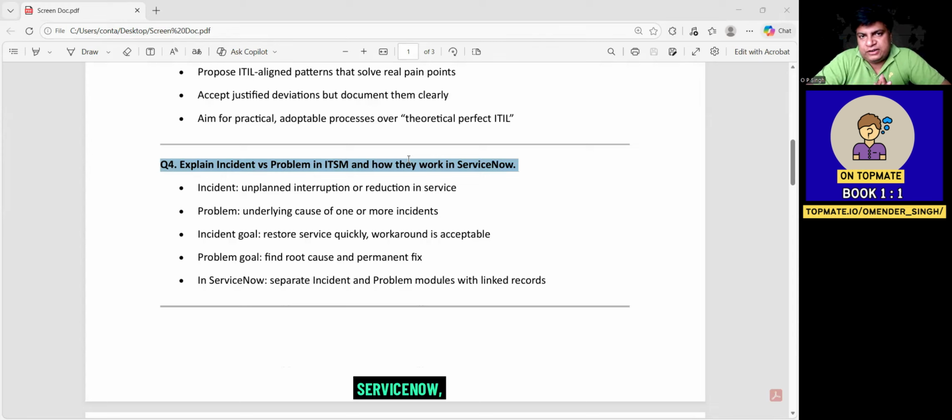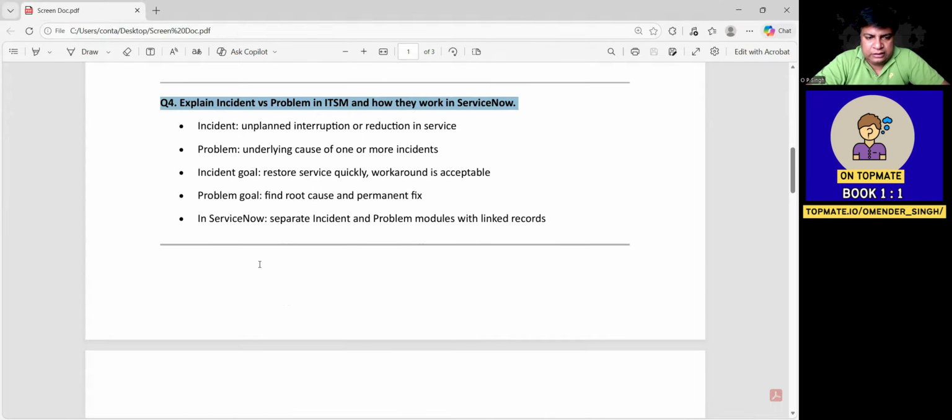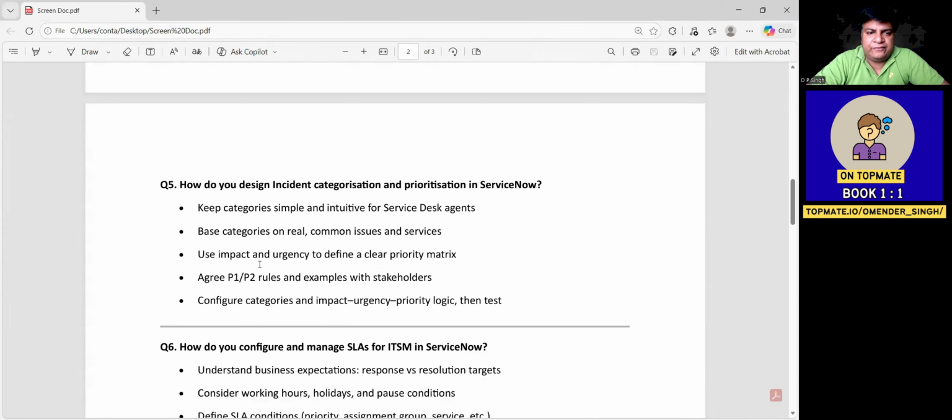So when it comes to ServiceNow, we have two different modules for incident and problem. And you have to link them together while you are giving your example. So this is how you present this question. Very important. Let's move to question number 5.